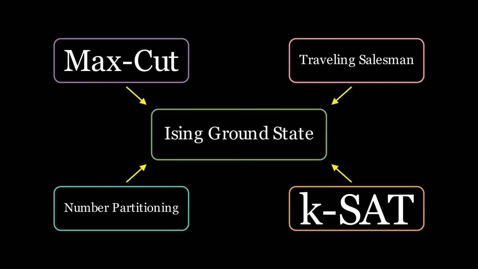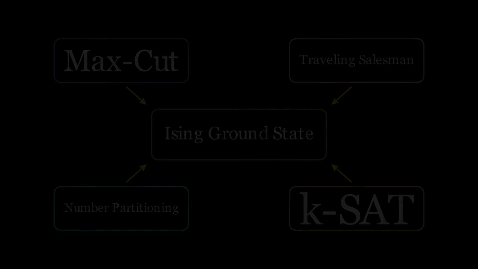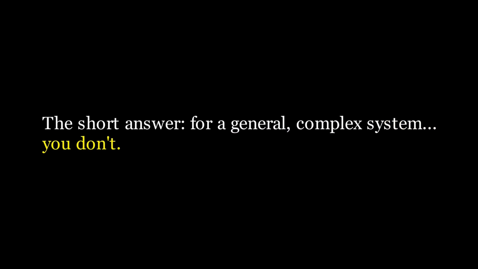And this is why scientists, engineers, and mathematicians are so deeply invested in this problem. If you can build a machine or an algorithm that reliably finds the ground state of an Ising model, you haven't just solved one niche puzzle. You've created a powerful tool for tackling thousands of others. So, this brings us back to our central question. If checking every state is impossible, how can we ever hope to find this ground state? The short and perhaps surprising answer is, for a general complex system, you don't. At least not in an exact way.